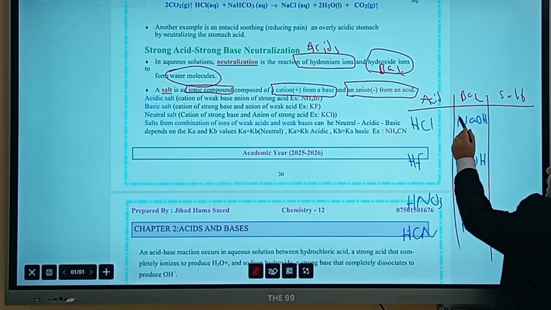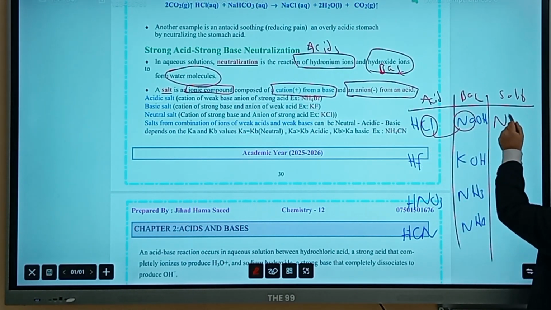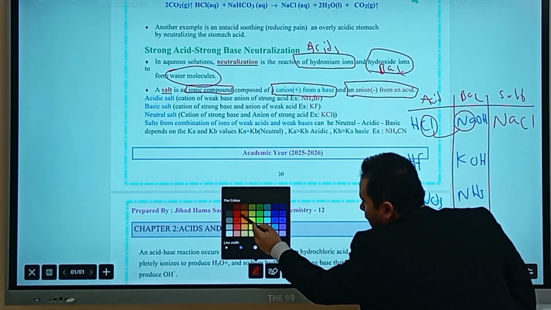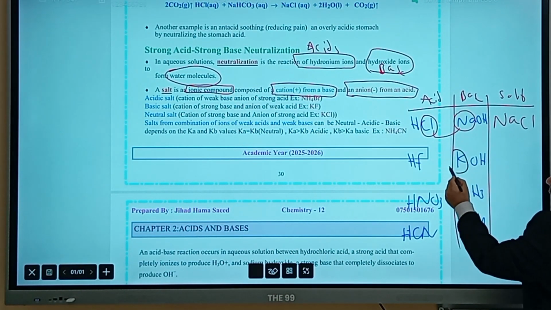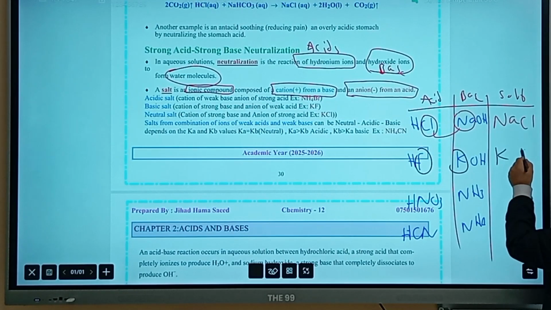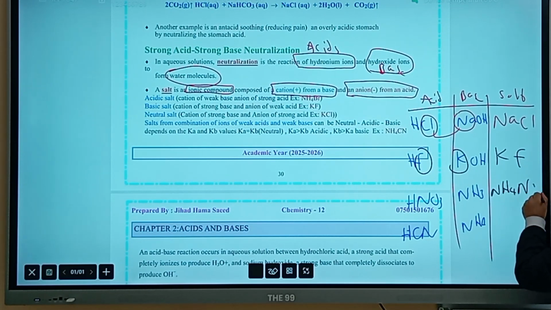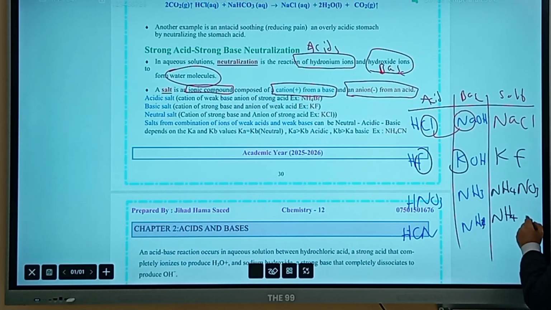Guys, the cation of a base with the anion of an acid: NaCl. Okay, NaCl. And then let me use the black. K with the F, KF. NH3 becomes NH4 plus NO3, it will be NH4NO3. And then the NH3 with the CN, it will be NH4CN.